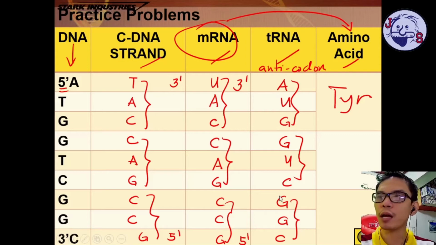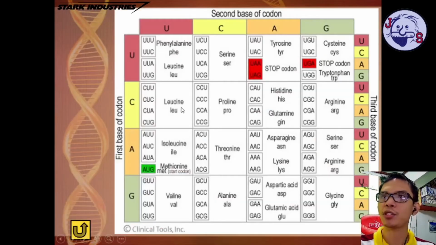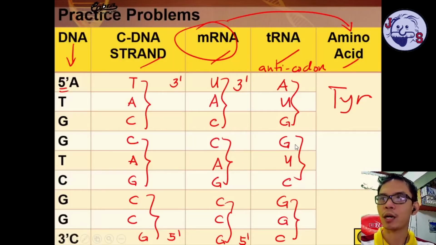Next one, we have the CAG. CAG, that is glutamine, GLN.